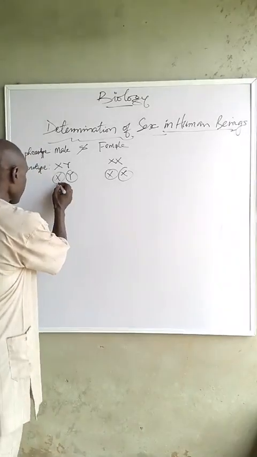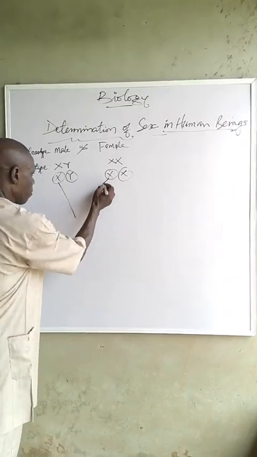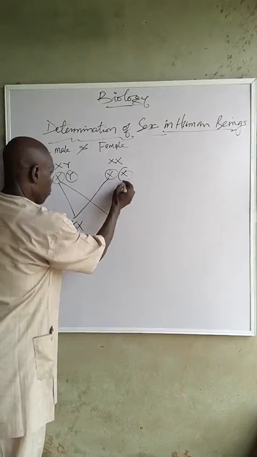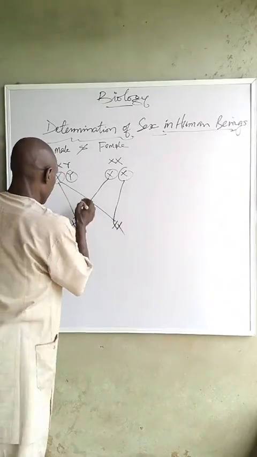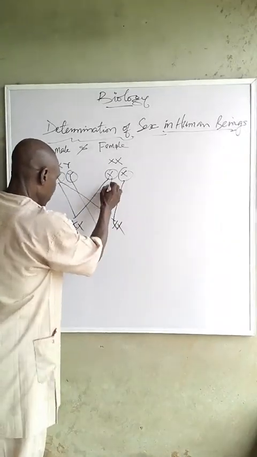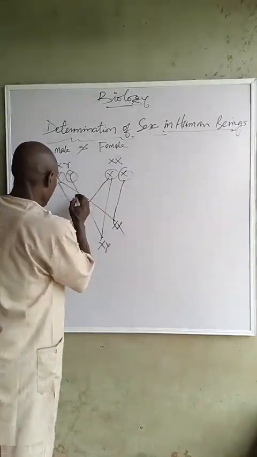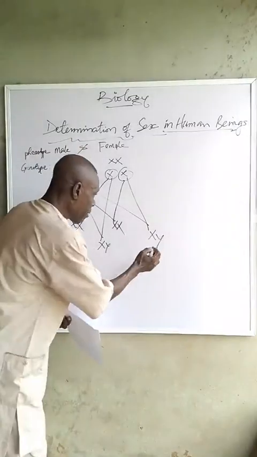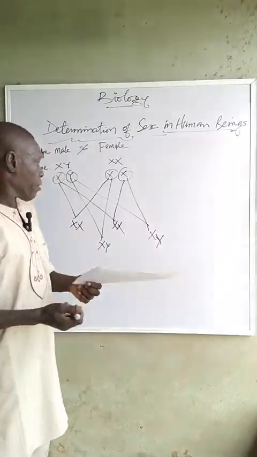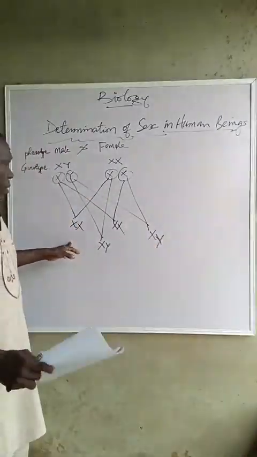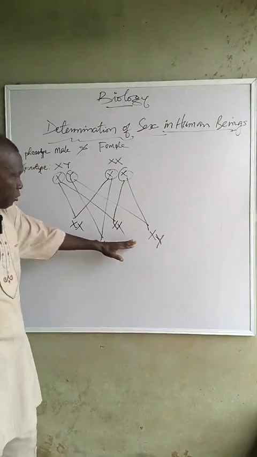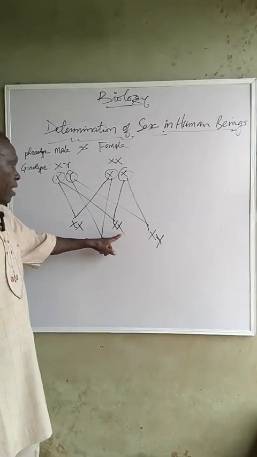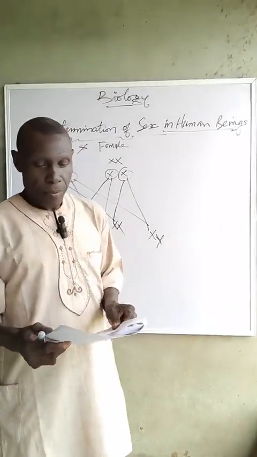Now, this is X of the man. This is XX. This X of this one will still give you XX. The Y with this will give you XY. The Y with this will give you XY. So it means that if you see this diagram here, the 4 children that will be formed in the first generation, 2 male, 2 female.